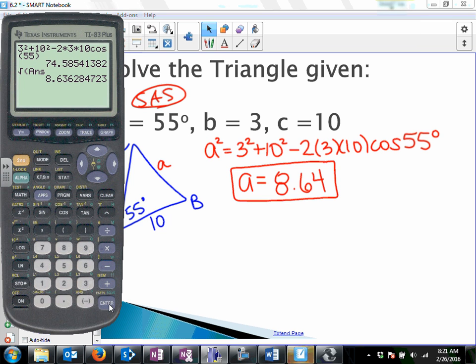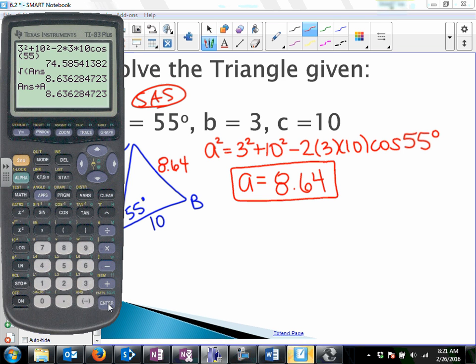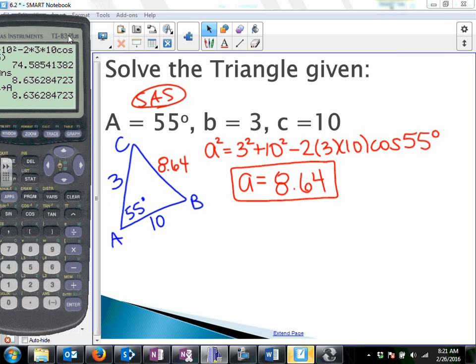Okay. You can use that rounded answer. I'm going to go ahead and store this in alpha A for side A because I know I may have to use it again later. Okay, you can use a rounded answer if you'd like, or you can use the store feature if you'd like. Okay. Now this is what we have.